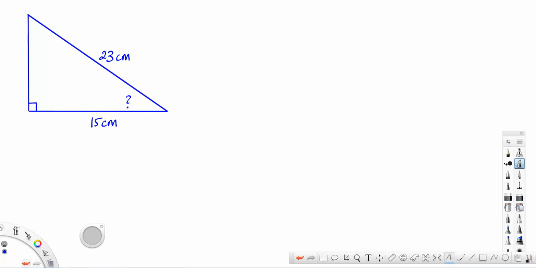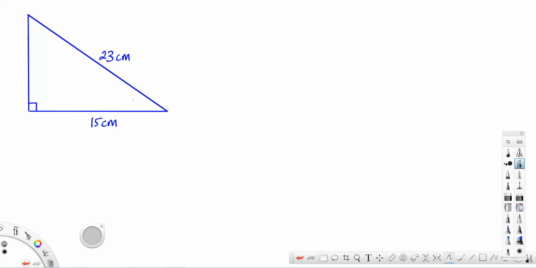Is that enough information for me to figure that out? Well, the trig ratios need two sides. Now I've got two sides, so yes, we do have enough information to figure it out. So let's do that. Let's start this process in the same sort of way as we've done with sides. I'm going to look at the information that I've got.